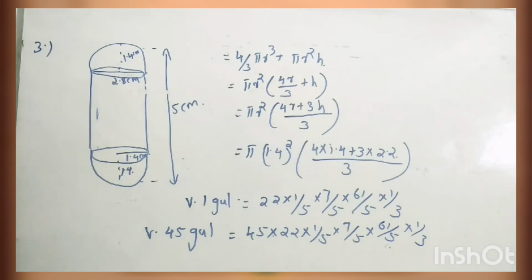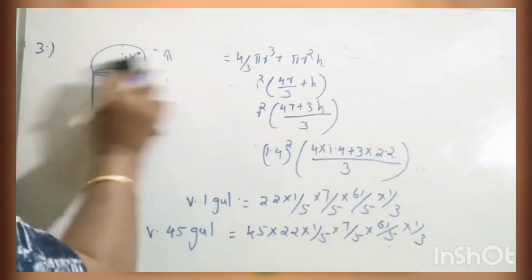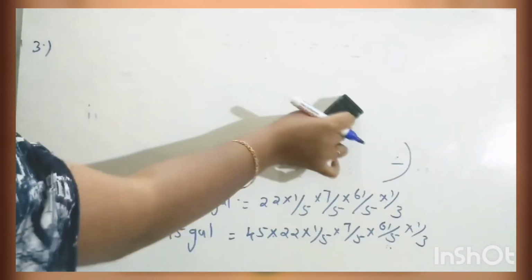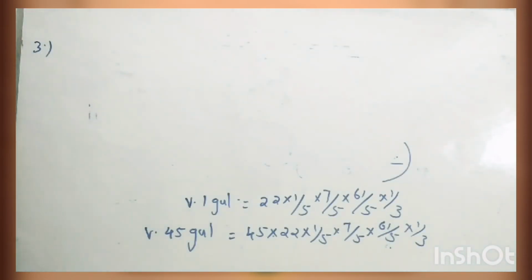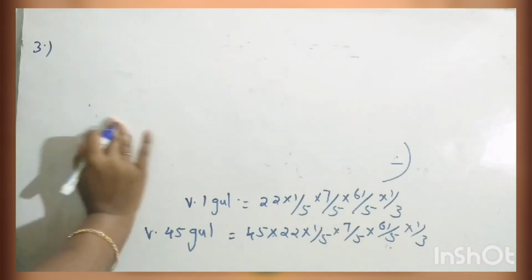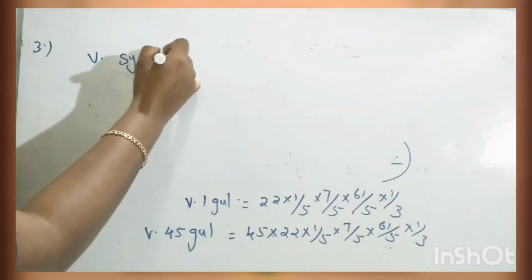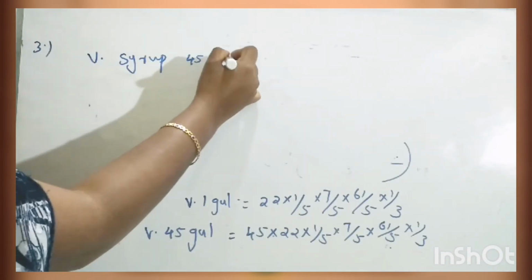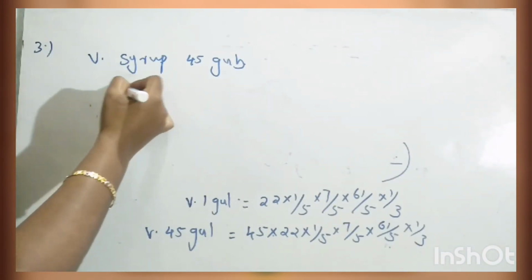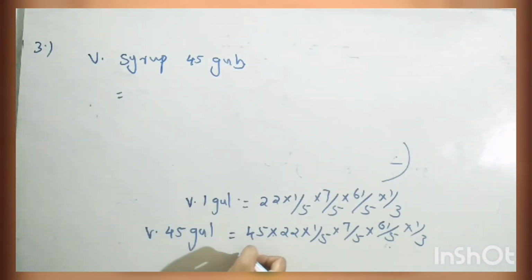And it is given that a gulab jam contains sugar syrup up to 35% of its volume. So the volume of syrup in these 45 gulab jams is equal to, okay, thus we will get 66 into 427 divided by 25.